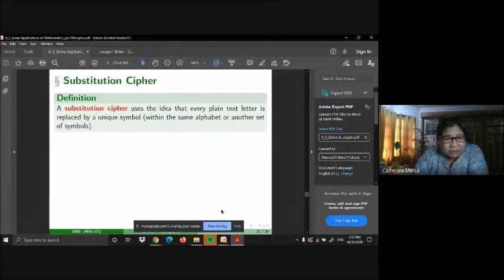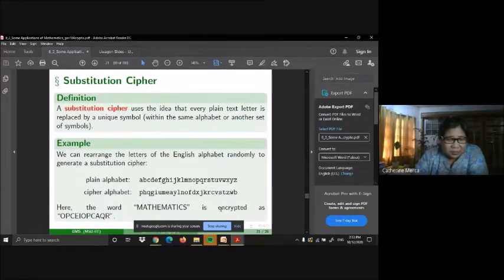But the substitution cipher uses the idea that every plain text letter is replaced by a unique symbol within the same alphabet or another set of symbols. So, for example, the word mathematics is encrypted as OPCEIOPCAQR. So, substitution. Bale, kani siya, ikaw na lang maghimo og value. Every plain text is replaced by unique symbols within the same alphabet. Dili siya nag-follow sa ciphertext. Pananglitan, ang A nato kay P, ang B nato kay H, ang C nato kay Q. So, pag maghimo tag word na gusto natong masabtan, kana inyong gamiton.